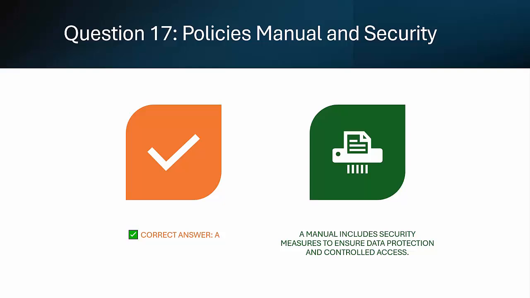Option D is incorrect. Financial security policies would restrict access to financial records, not let anyone modify them freely. Key takeaway: a good manual strengthens security by enforcing protective measures like controlled access, password security, and data backup processes. This reduces risks and keeps company information safe.